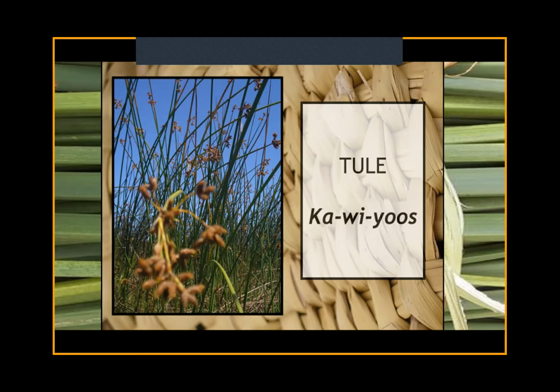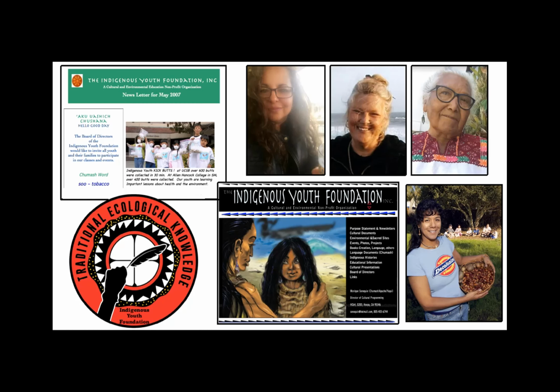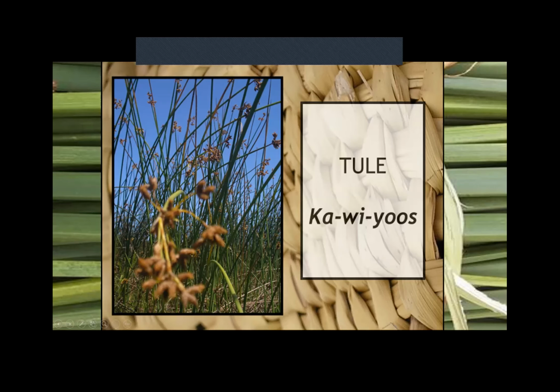And so Thule is a reed. It can grow up to like 12, 15 feet tall. And it grows by waterways, so ponds, lakes, lagoons, rivers. And we use it for all sorts of things in California. Most indigenous communities use Thule in California. So there's some images of it.